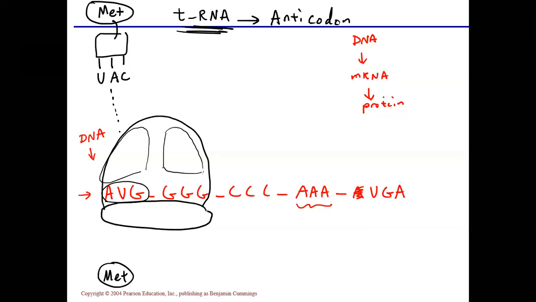Let's bring it down here, and it's going to fit right here, UAC. They form hydrogen bonds with one another. U pairs with A, A pairs with U, C pairs with G, G pairs with C. But in reality, this is the anticodon right here, and this is the transfer RNA, and transfer RNA brings in the methionine. Yes, there are a lot of enzymes and other things working, but let's go through the next one.